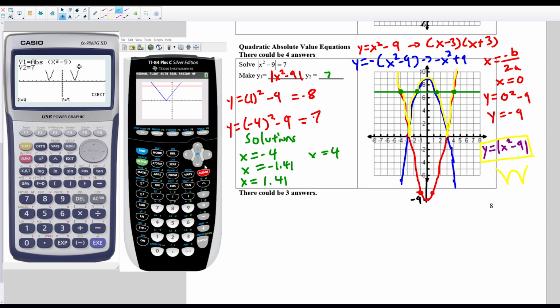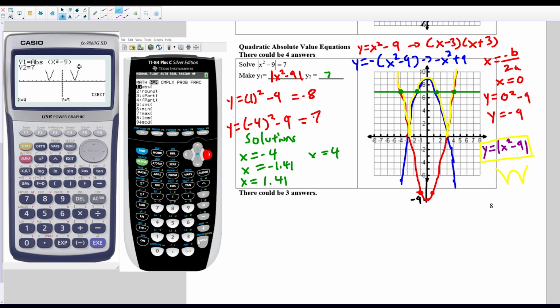Now I can already hear all of my TI users groan out there because, yes, you guessed it. It's not as easy looking for 4 solutions on a TI. It just means that we're going to have to do second trace intersect 4 different times.